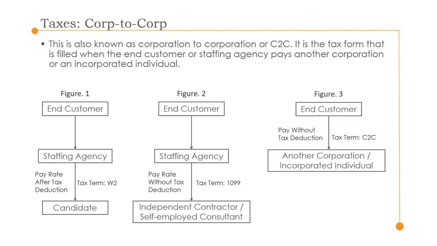In figure 3, we see that the end customer pays another corporation or an incorporated individual a pay rate without deducting tax once again, and in this case, the corporation or incorporated individual is on a C to C or corporation to corporation tax basis.